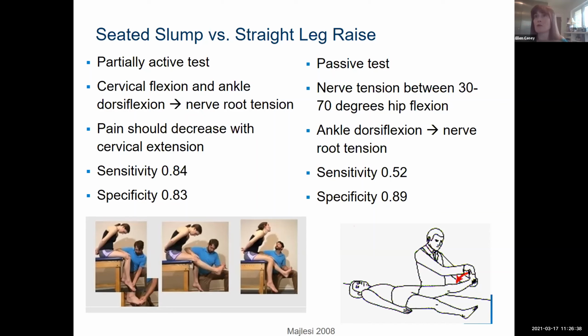Certainly there's nothing wrong with the straight leg raise and you could do both. You can try to do ankle dorsiflexion and a little bit of femoral adduction to try to increase that dural tension. But like I said, if I only picked one, I'd go with the slump sit.